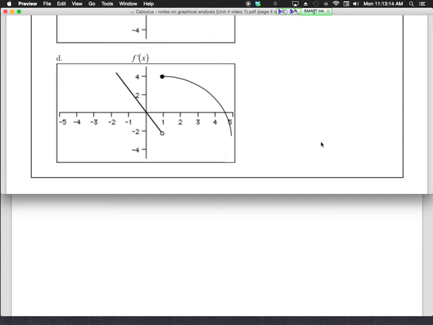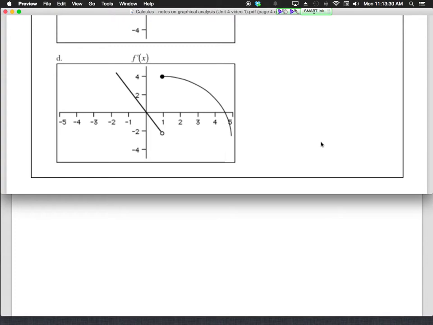There's a jump. It's not undefined. Actually, wouldn't it be continuous? Or undefined since there's a hole? This is F prime of x, not F of x, so it would be discontinuous. That's the trick.